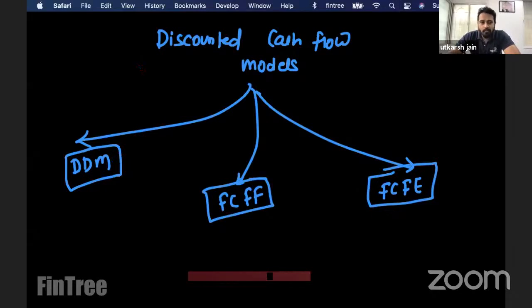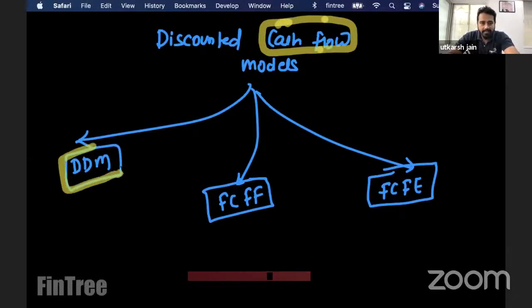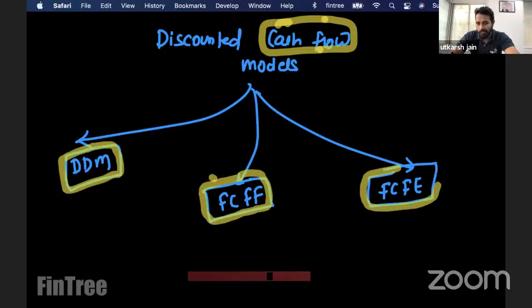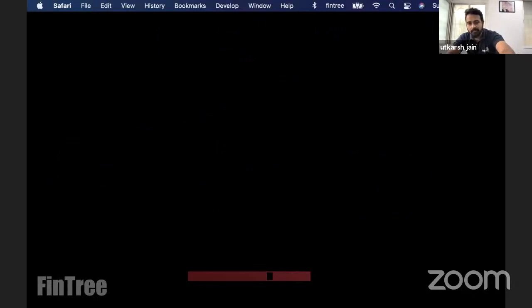Now, what does it mean? What are these models about? So these are just alternate definitions of cash flow, right? How do you define a cash flow? So either you define that in the context of DDM, or in the context of free cash flow to the firm, or in the context of free cash flow to equity. Of course, I'll show you what they mean. But I'm going to start with DDM first, right? I'm going to start with DDM because that's probably the easiest way to handle this.